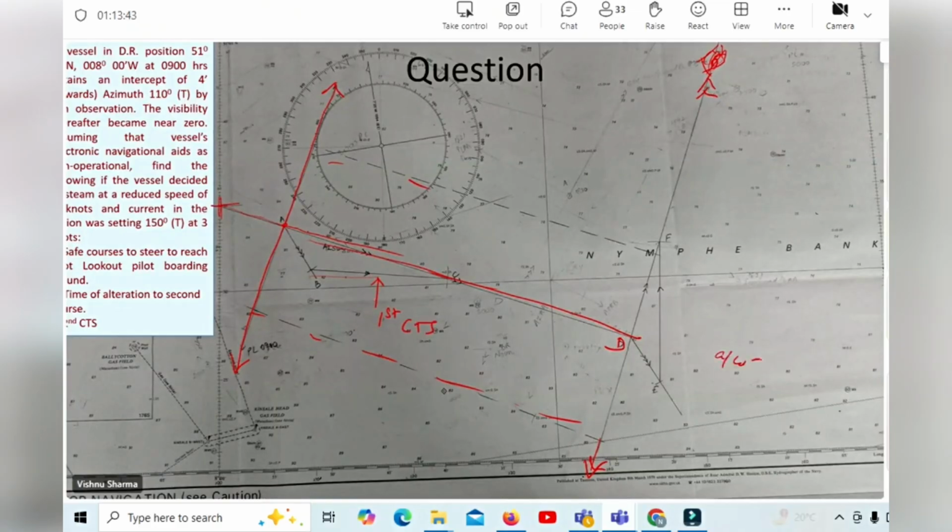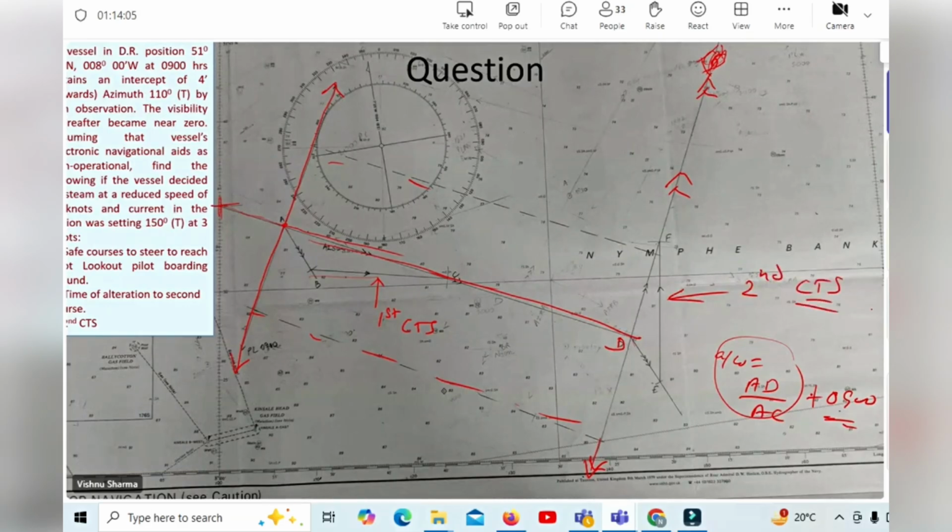Alteration time steaming will be equal to distance AD divided by AC. And that will give you the alteration time from plus 9 o'clock, the departure time. So you'll get the alteration time. This is the second CMG, he counteracted current on it. And you can see this is the second CTS. There is no wind, so whatever you get in the triangle is the CTS. Is that clear, beta? Clear, class? Clear, sir. Okay. I'll clear it off if you want to take a screenshot or something.